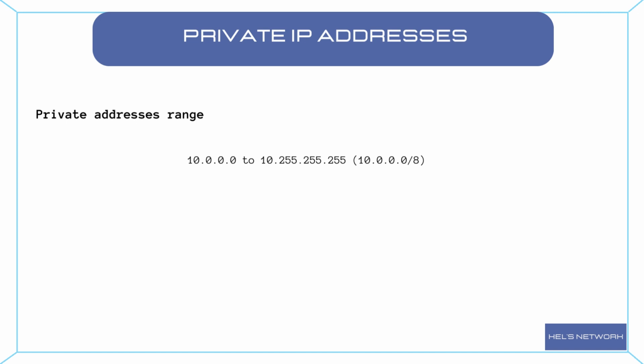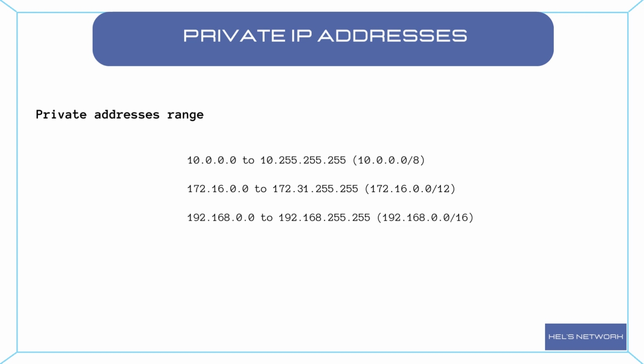10.0.0.0 to 10.255.255.255, 172.16.0.0 to 172.31.255.255, and 192.168.0.0 to 192.168.255.255. These private IP address ranges are non-routable on the internet and are meant for local network communication only. Devices within a local network are assigned private IP addresses from these ranges, ensuring unique identification and enabling efficient data transfer between devices.